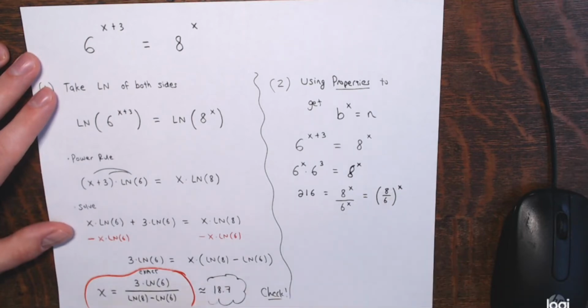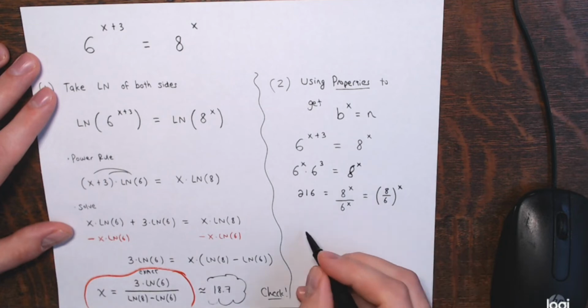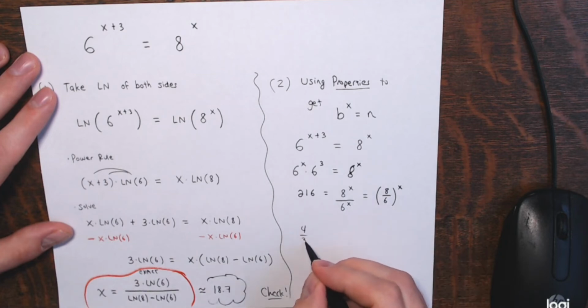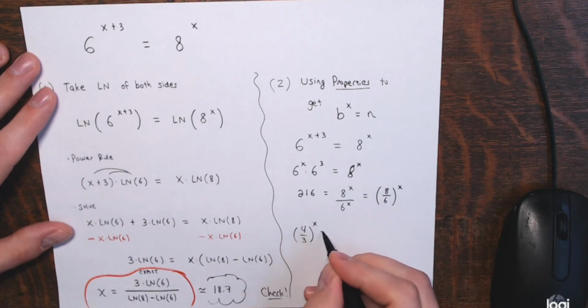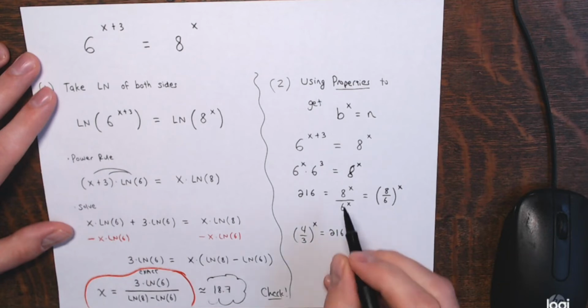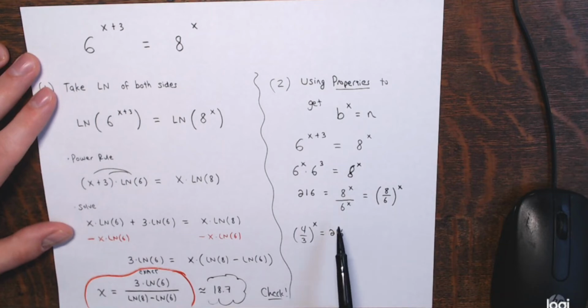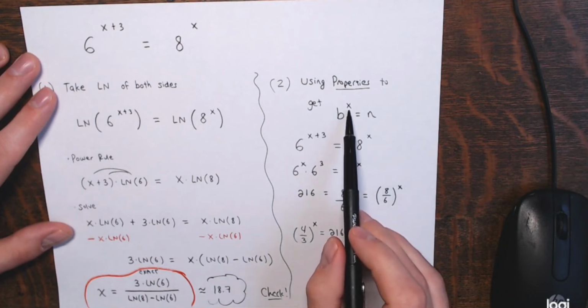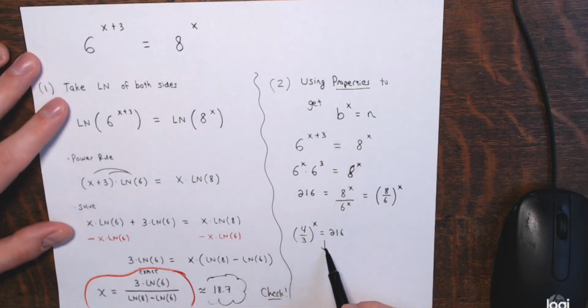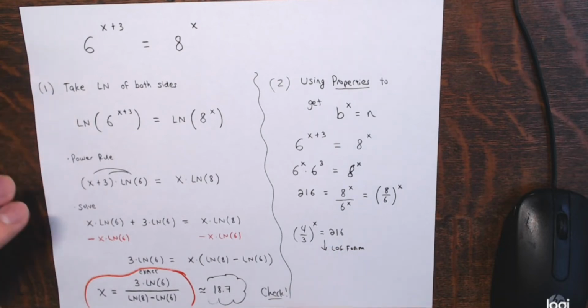And 8/6 is really 4/3. So I have 4/3 to the x power equals 216. And this is exactly what I was talking about here. I use properties of exponents to get some number to just the x power equals another number. And then we change to log form. Change to the equivalent log form, and then you have your solution.